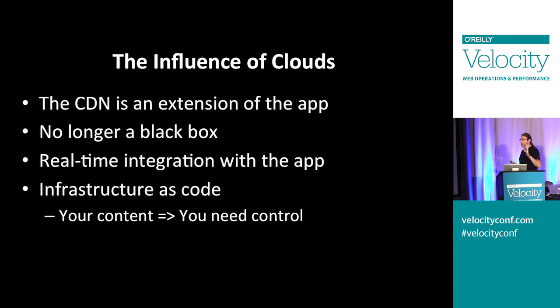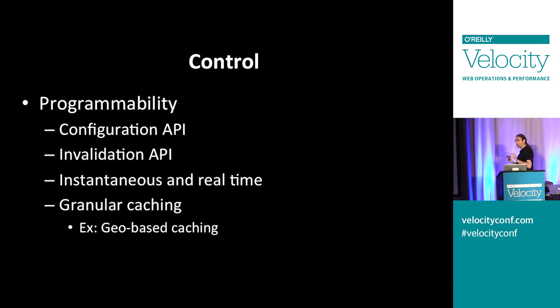This materializes itself in two ways to me. The first is this notion of control. We already talked about purging, but it doesn't stop there. It's also configuration and programmability in general. We have to have an API, and this API needs to be instantaneous. We have to make changes to our network and our configurations right away. We have to be able to invalidate and purge things instantaneously. All of that needs to be very quick, obviously, and very granular.